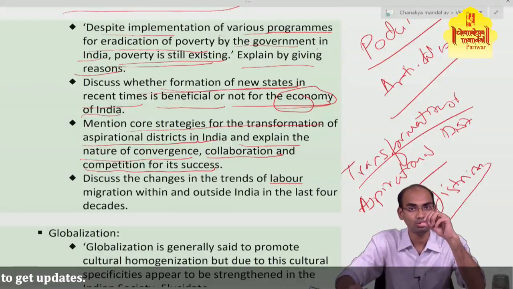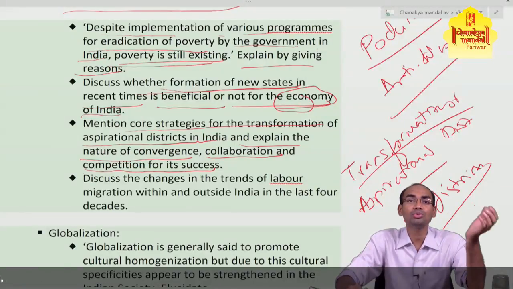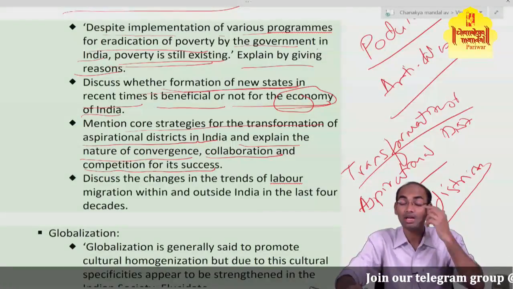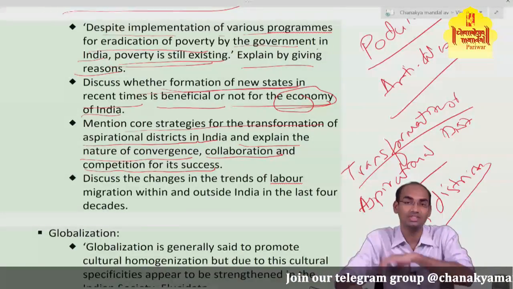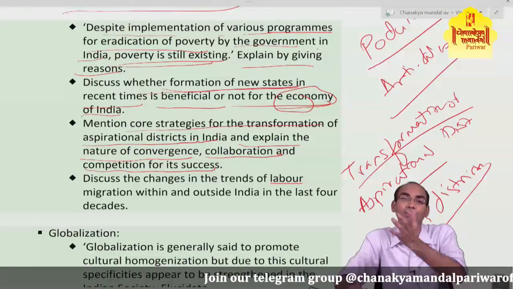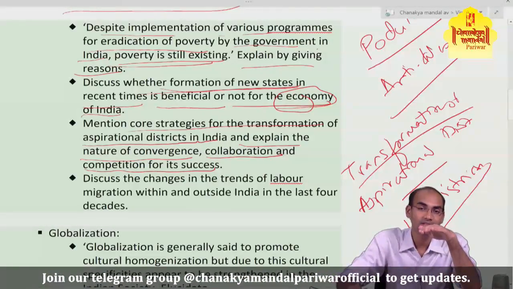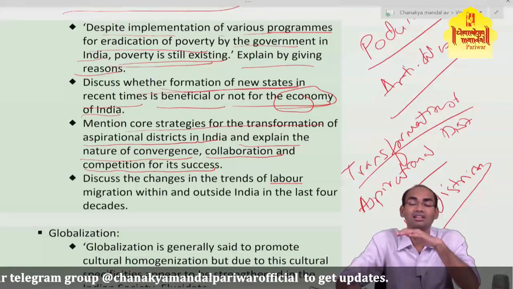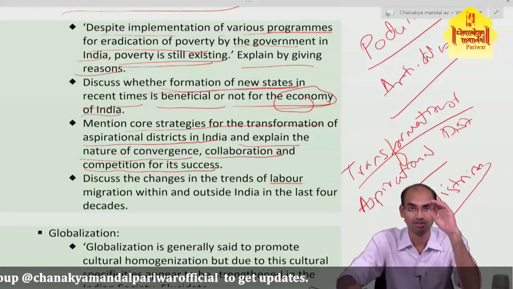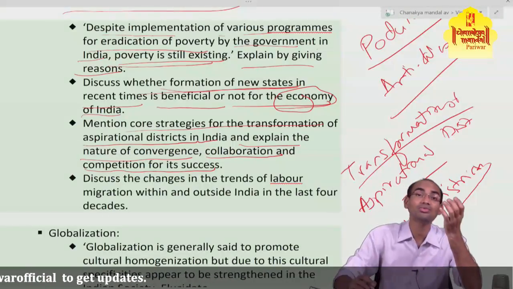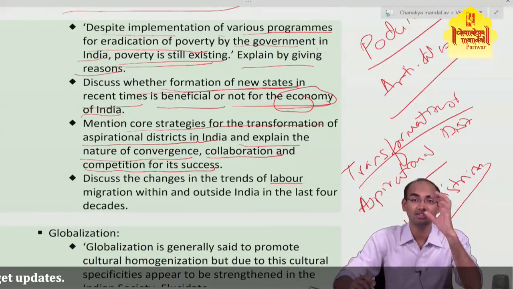is focused on these districts so that, through the participation of the masses, these districts can be quickly transformed, quickly brought into mainstream society, and the gap between developed states and developing or underdeveloped states quickly reduced. That is the objective of this mission, under which they are going to transform 115 districts.